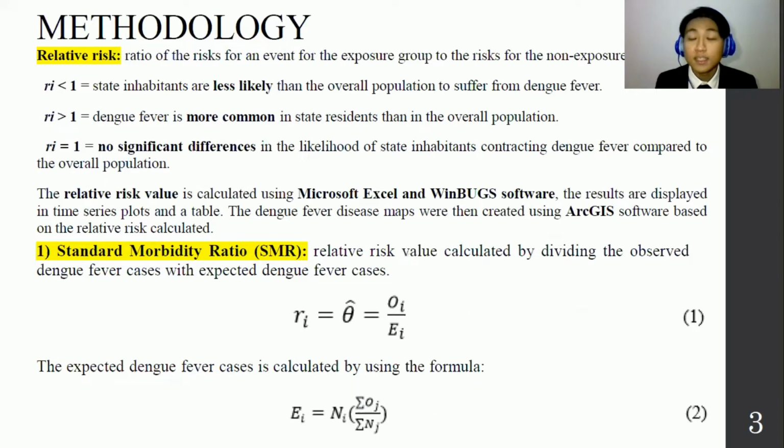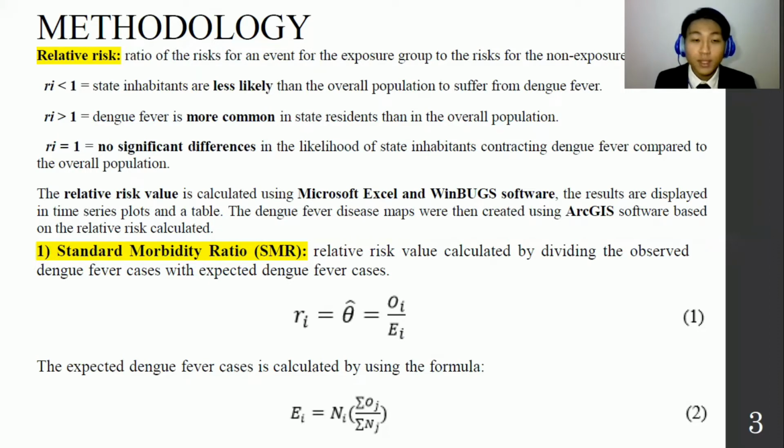The relative risk is the ratio of the risk for an event for the exposure group to the risk for the non-exposure group. For example, if the relative risk is less than 1, it means that the state inhabitants are less likely than the overall population to suffer from dengue fever. If the relative risk is more than 1, it means that dengue fever is more common in the state residents than in the overall population. However, if the relative risk is equal to 1, it means that there is no significant difference in the likelihood of the state inhabitants contracting dengue fever compared to the overall population.